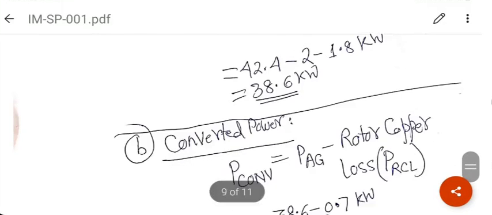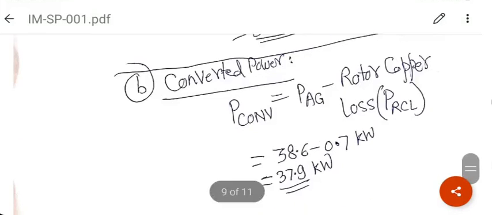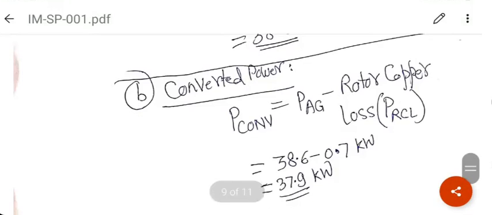Now converted power will be air gap power minus rotor's loss. Rotor will take some of the power back away, and then the rest will be converted to rotation. So PAG minus rotor copper loss, which is 0.7 kilowatt. I think it was given as 700 watt, which is 0.7 kilowatt. So converted power is 38.6 kilowatt from the previous step minus rotor copper loss, which is 0.7 kilowatt. That gives you 37.9 kilowatt converted power.